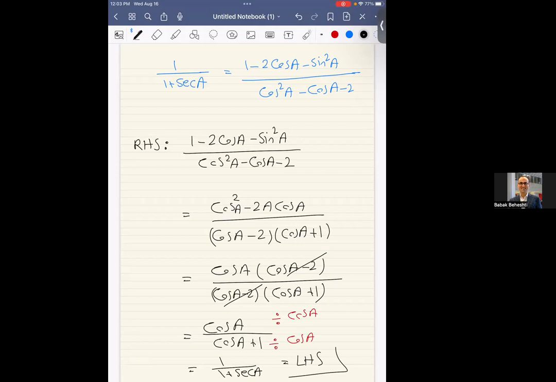Or you can say you can factor the denominator as cosine A times 1 plus secant. And then you cancel out cosine. Okay. Clear? Any other questions?